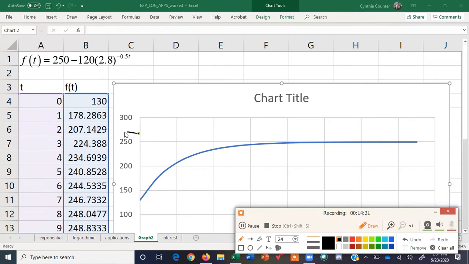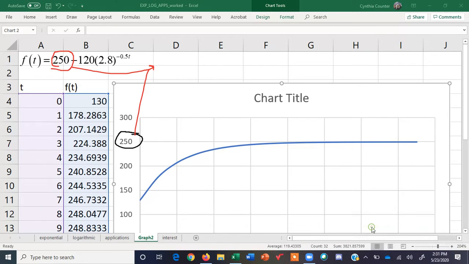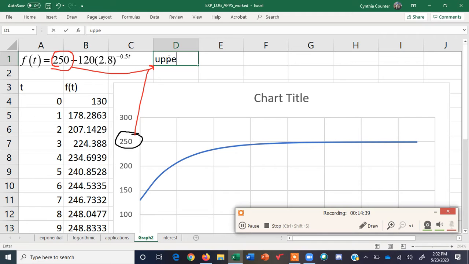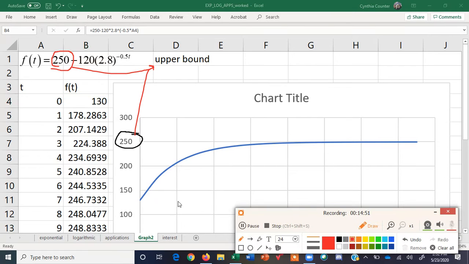Okay, so we can see that right here. So this 250, which is also here in the formula, is an upper bound. The 130 we saw right here, it's right here. We saw that was the value at t equals 0, or how many symbols the operator could type when starting the training. Okay, that says 130 right here.